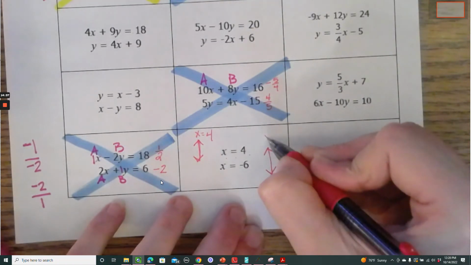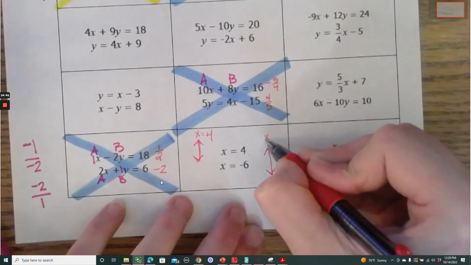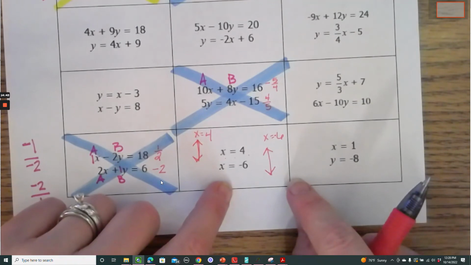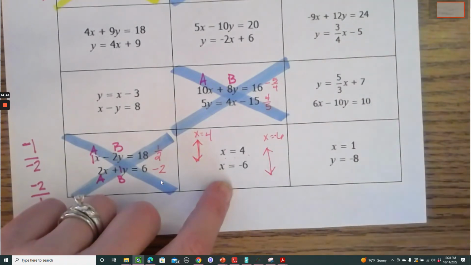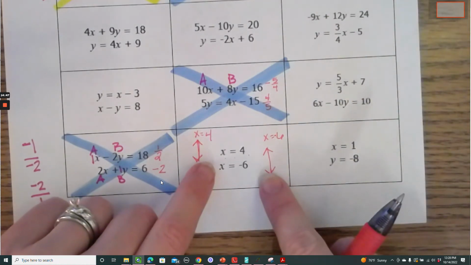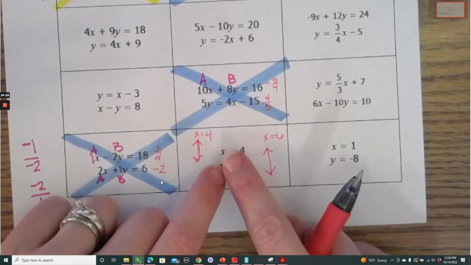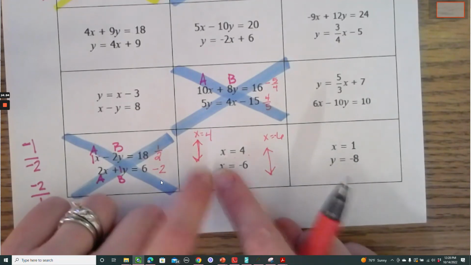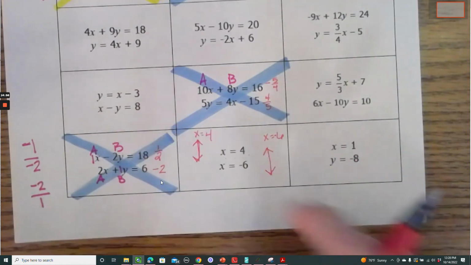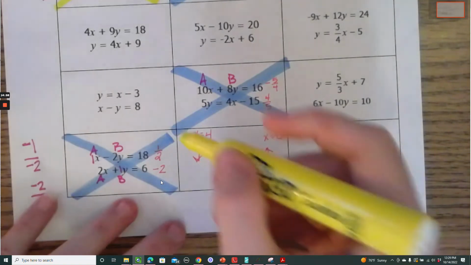If you can't quite figure it out and you're not sure with your answer, I would put it into the graph. If it's x or y equals a number, if it's both the same, x equals, they're parallel. They're going to go the same direction.